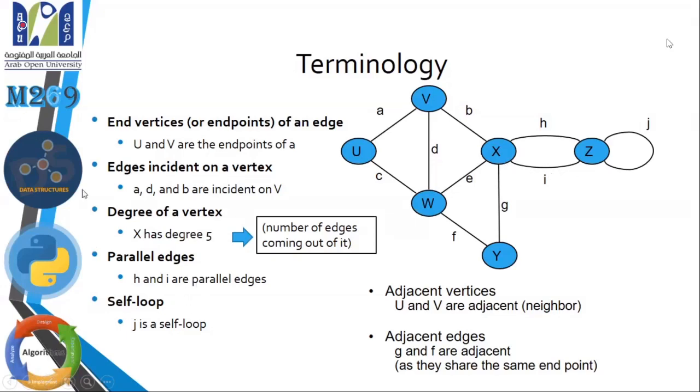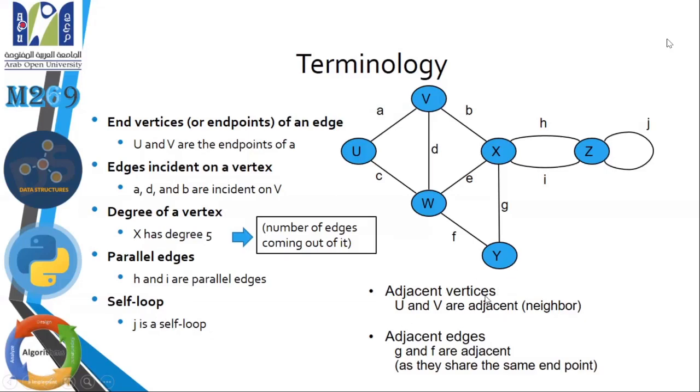Self loop, we said that before. J is a self loop. It means there is J on Z. Anyway, that is a loop. So an edge J is a loop of Z. It is going to the same place. So J is a self loop.